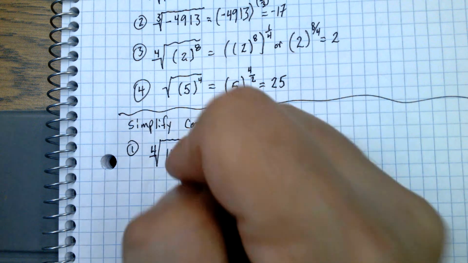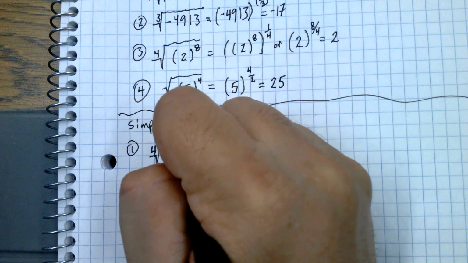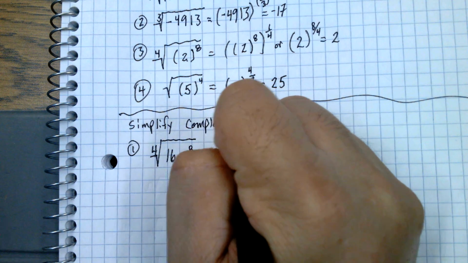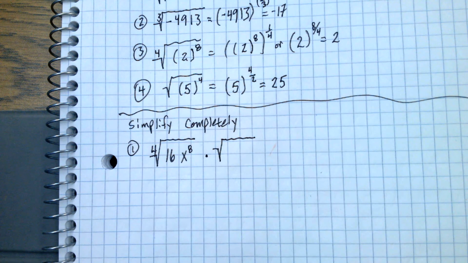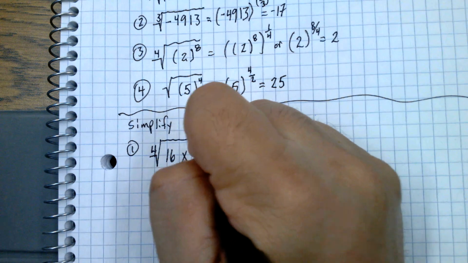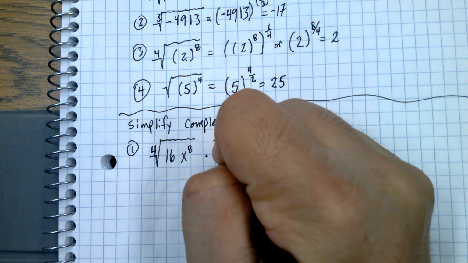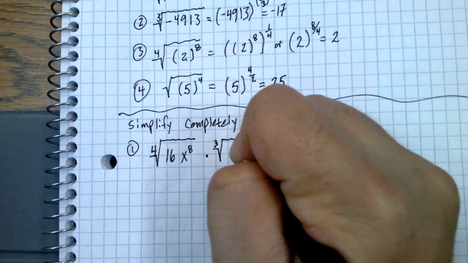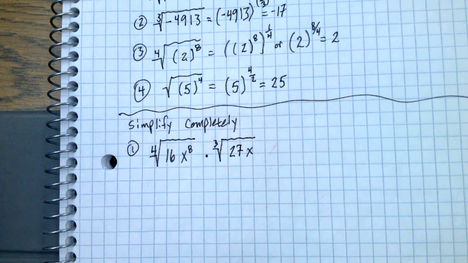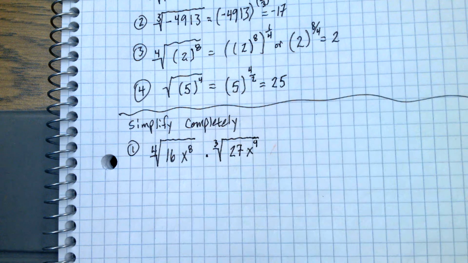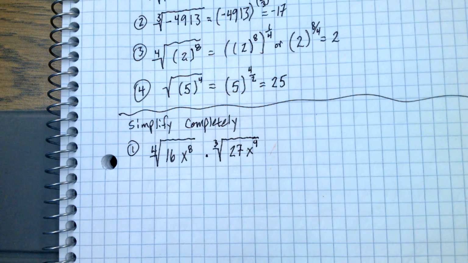16x to the 8th times the cube root of 27x to the 9th. And at some point we are going to be using the calculators here.